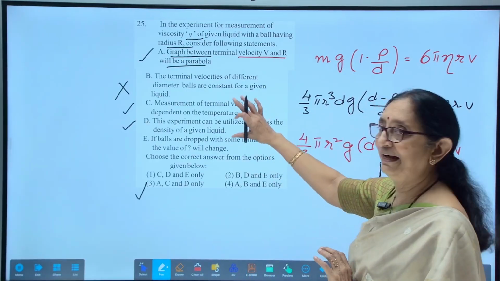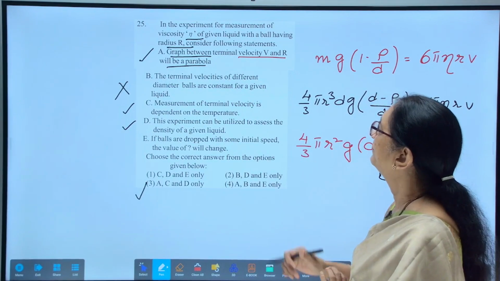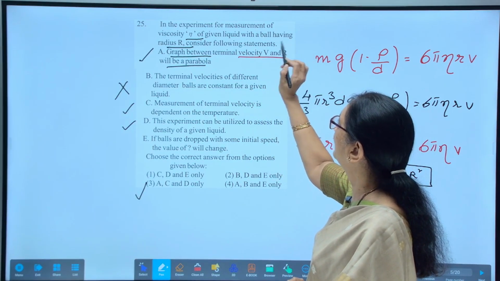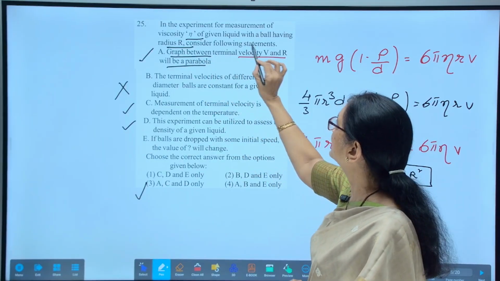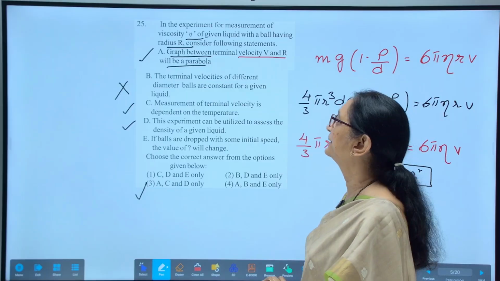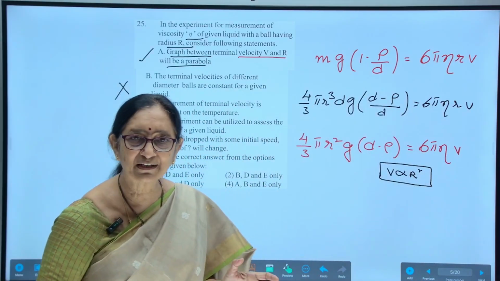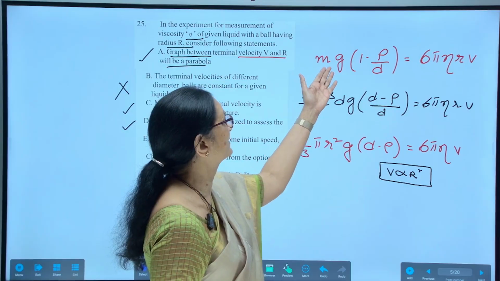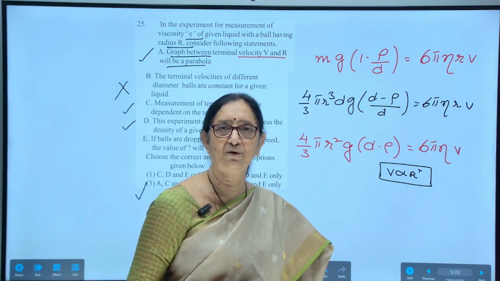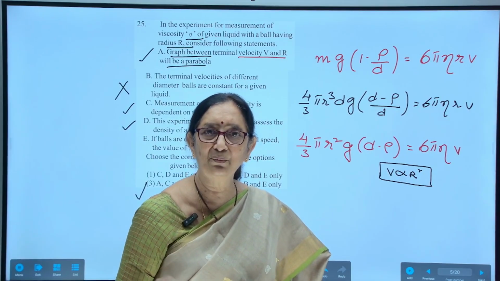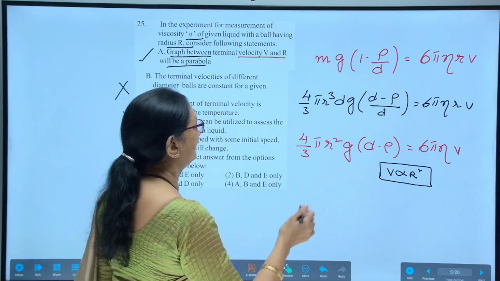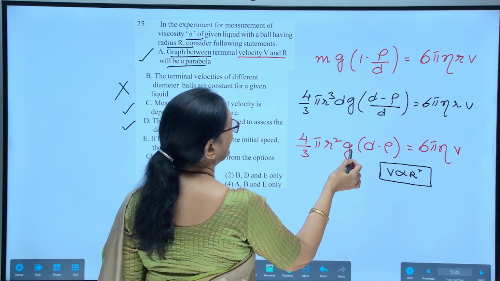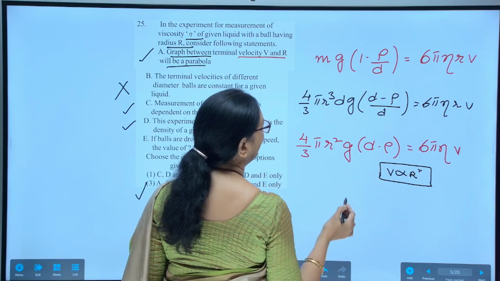Look here carefully. This is a statement question. In the experiment for the measurement of viscosity of a given liquid with a ball having radius r, consider the following statements. Graph between terminal velocity and radius. First of all, we should know the relation between terminal velocity and the radius. Already we have seen this formula, mg into 1 minus rho by d is 6 pi eta rv, where v is the terminal velocity, from which on simplification we got 4 by 3 pi r square g into d minus rho is 6 pi eta rv.